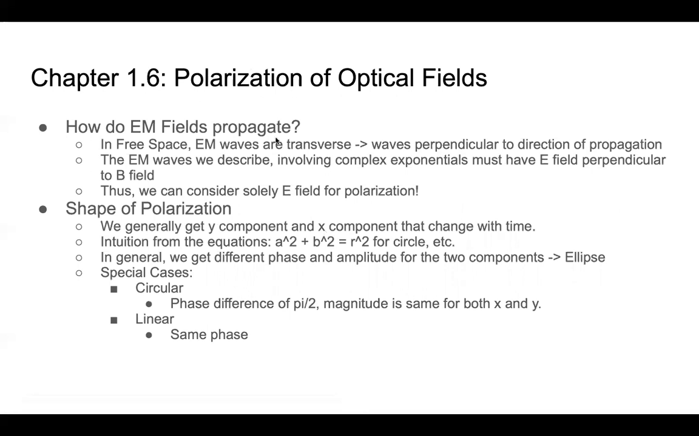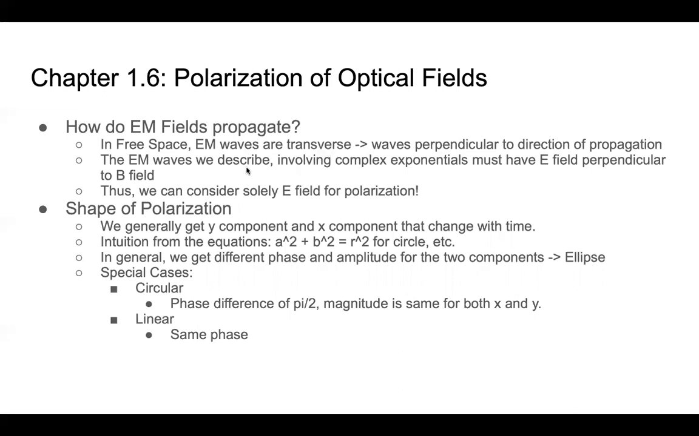Then the next part is to talk about polarization. So how do EM fields propagate? We know in free space the electromagnetic waves are transverse, meaning they might travel in the z direction, but you'll see the E field go up and down in the x direction, and then the B field go up and down in the y direction, and they move together in the z direction. That's what transverse means.